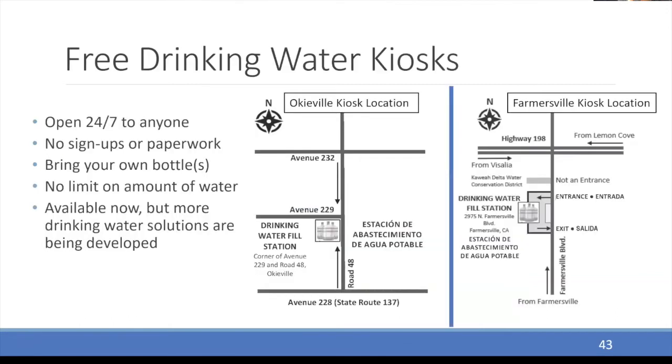So I'm now on slide 43 with a little more information about the kiosks that are available now. There's a map for the Okieville location, which is at Road 48 and Avenue 229. There's also a Farmersville kiosk, which is located just south of Highway 198 at the Farmersville Boulevard exit. It is next to the Kaweah Water Conservation District.